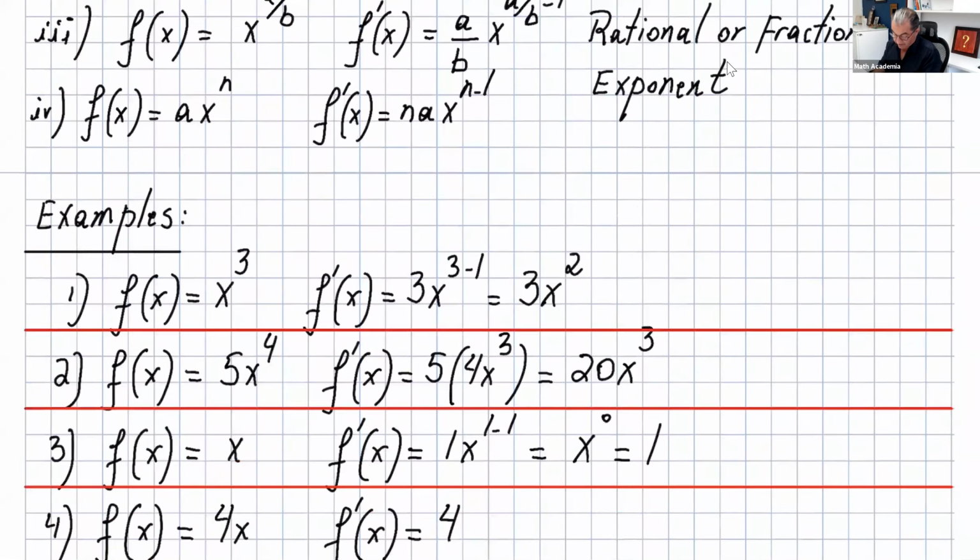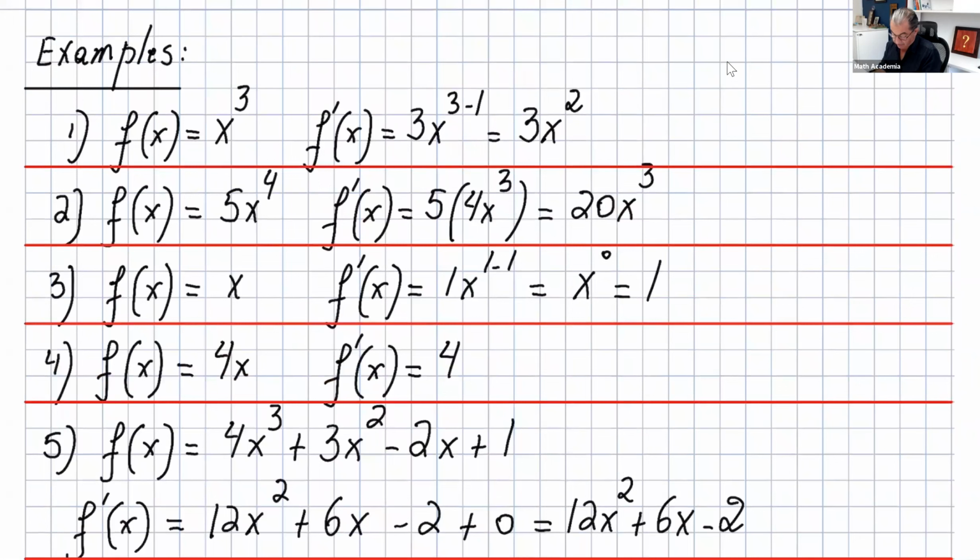Let's go over some examples, and this is going to make sense to you. Simple one: if f of x is x cubed, then f prime of x is going to be 3 times x to the power of 3 minus 1, which is 3x squared, and you can do this in one step. If you see it, do it fast. There's nothing wrong with that. F of x equals 5x to the 4th power. F prime of x is going to be 5 times 4x cubed, or just go directly to 20x cubed. Again, 5 times 4 is 20.